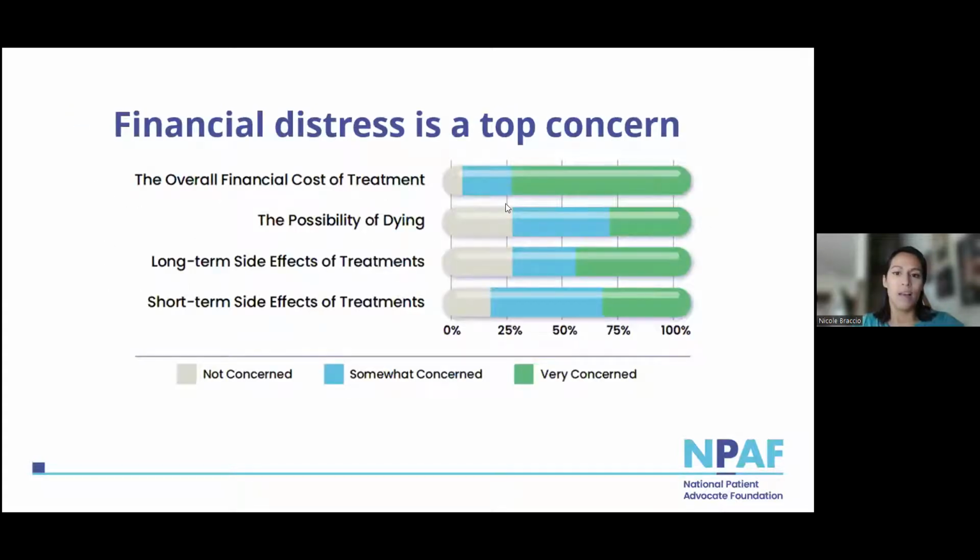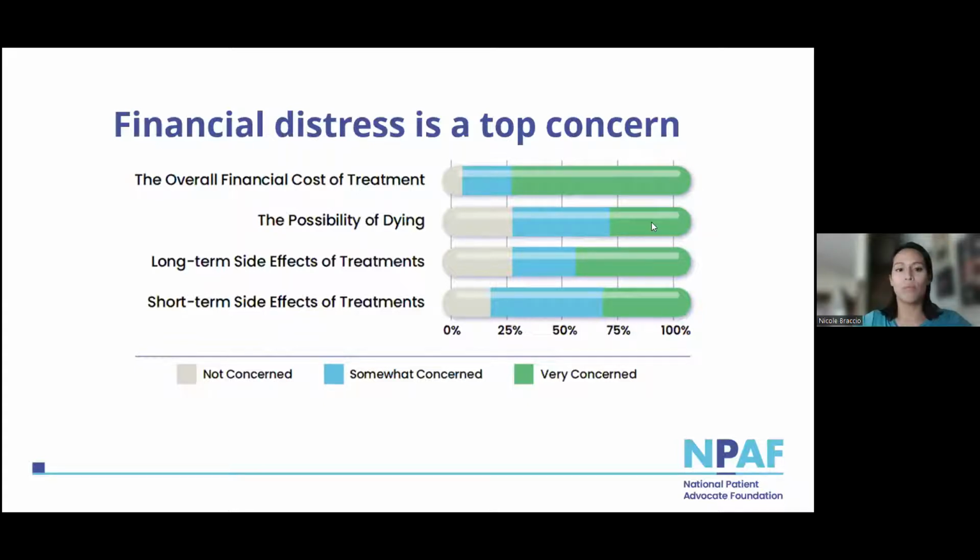Moving on, I think one thing that grounds the entire room here is the fact that regardless of the type of health condition you have, or regardless of the health condition that you help patients and families contend with, financial distress is a top concern for many. We conducted some research in 2019 around financial distress and top concerns around goals of care and dealing with the health condition. And out of over 2,000 patients who responded to the survey, the number one concern was the overall financial cost of treatment. And this actually exceeded the possibility of dying.